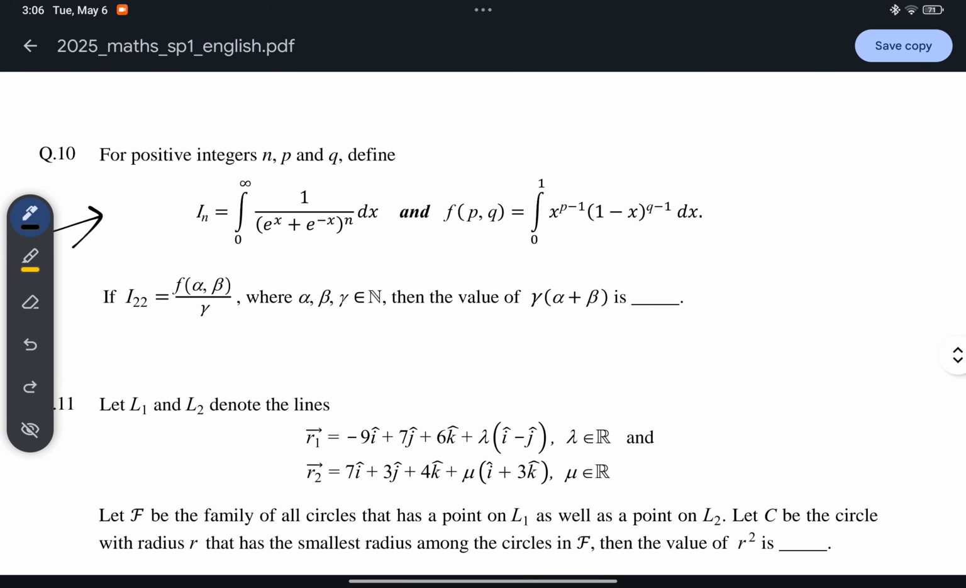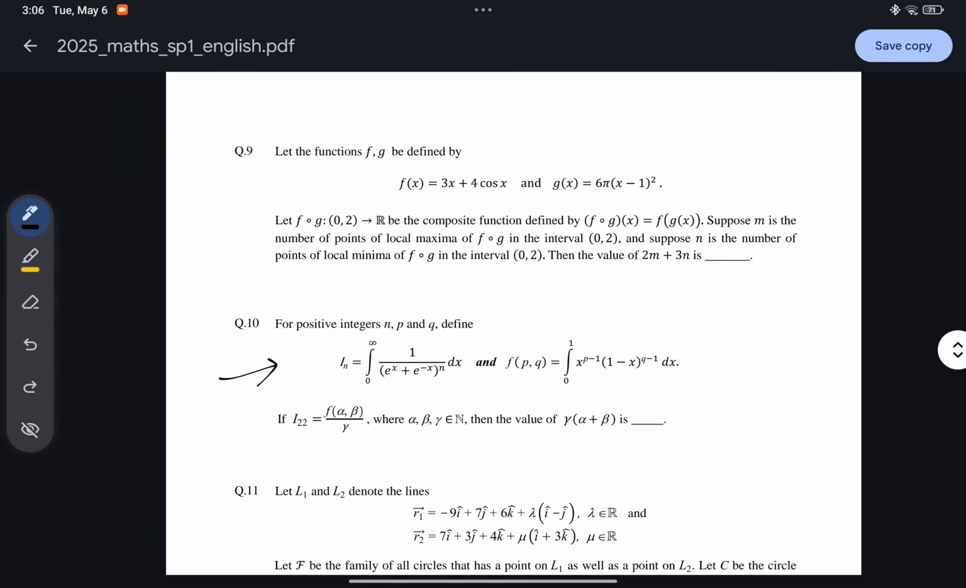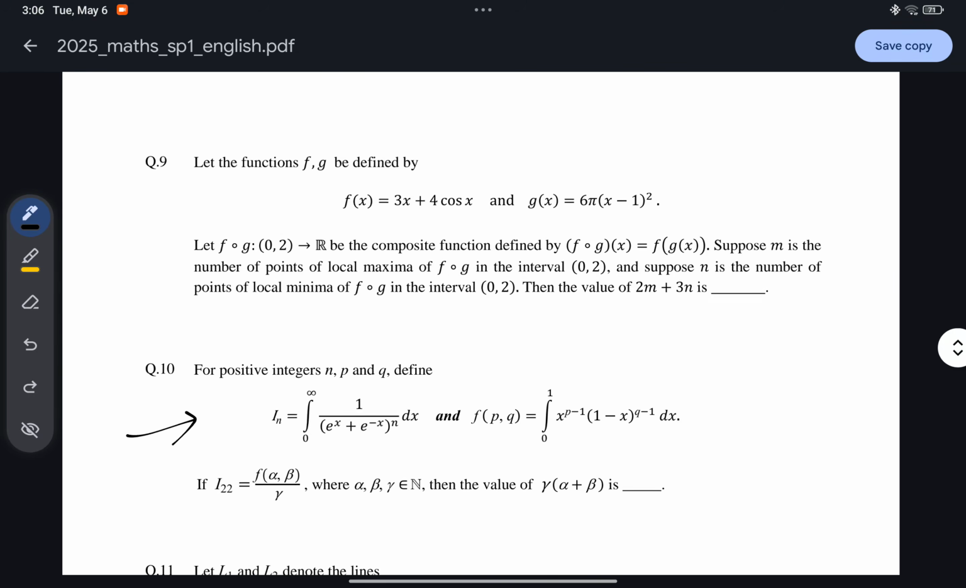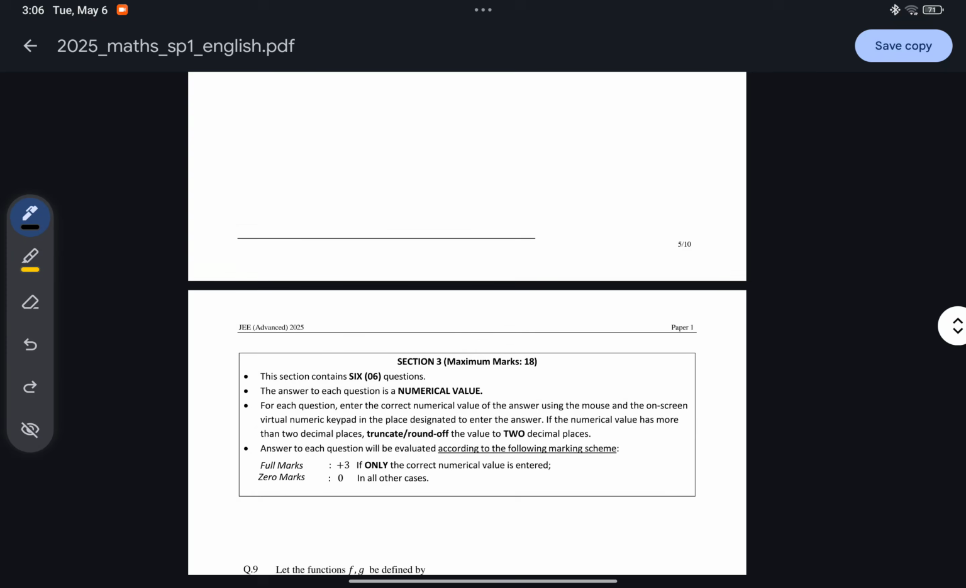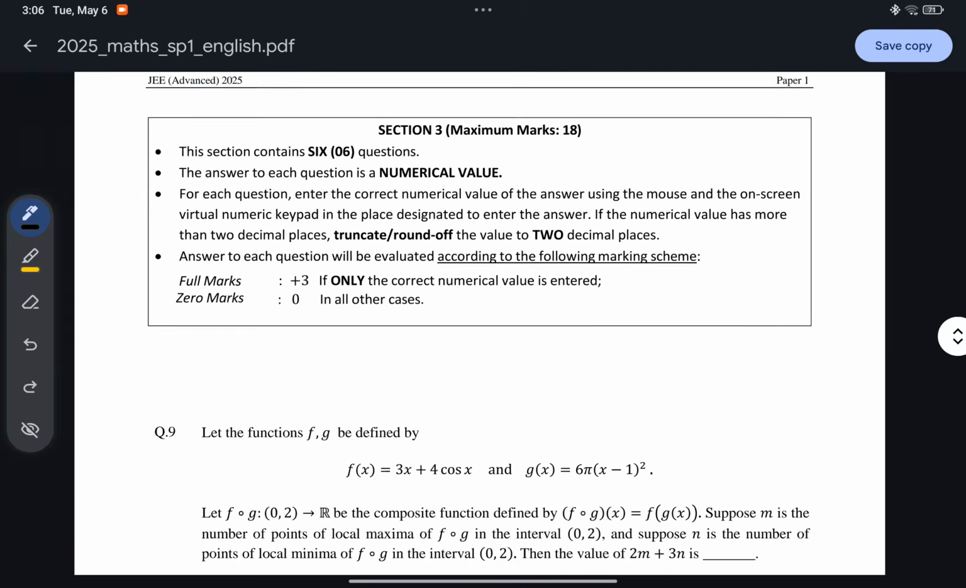From what I've heard from others, I haven't really tried all of the paper, let me be honest. I've tried till like question 8, I guess. I did not try the numerical value questions.